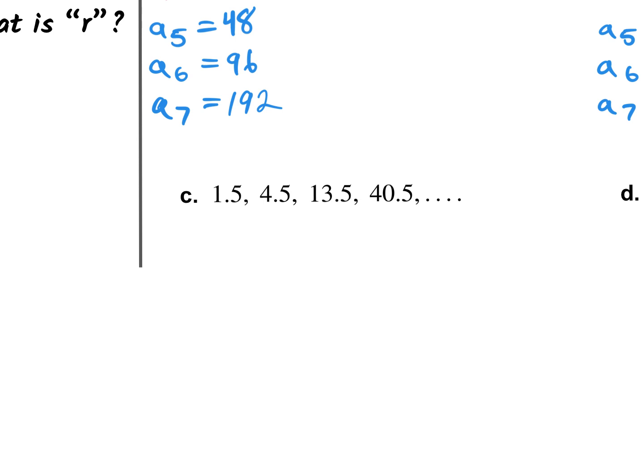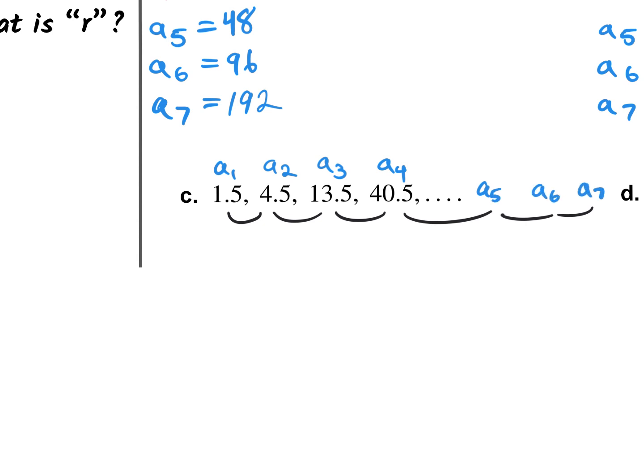We're not going to waste any time. We're moving on to part C. So I'm going to write down the names of the terms one more time. We need to figure out how it's changing from each term in the sequence to find A5, A6, and A7.